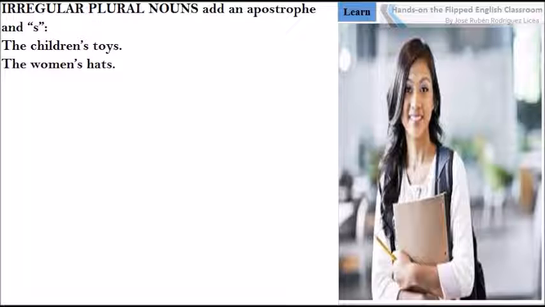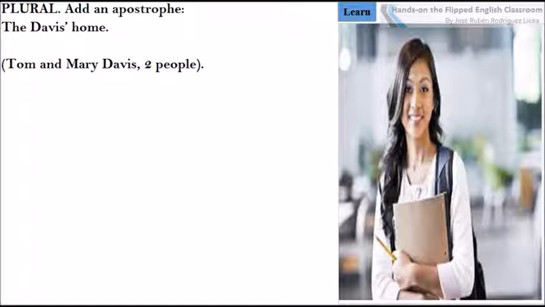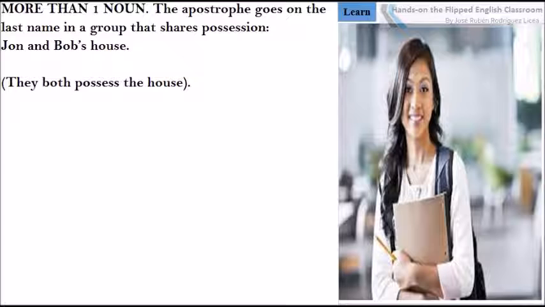Irregular plural nouns add an apostrophe and s. The children's toys. The women's hats. Plural names, add an apostrophe. The Davises' home. Tom and Mary Davis, 2 people. More than one noun. The apostrophe goes on the last name in a group that shares possession: John and Bob's house. They both possess the house.